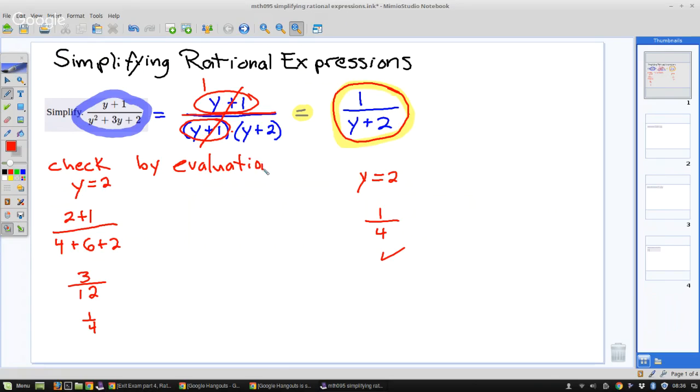Now it could be we just got lucky that it works for 2 and nothing else. So you could try checking another number. Alternatively, you could graph this as a function, and you could graph that as a function and see if the functions line up in something like Desmos. Let's try another one.